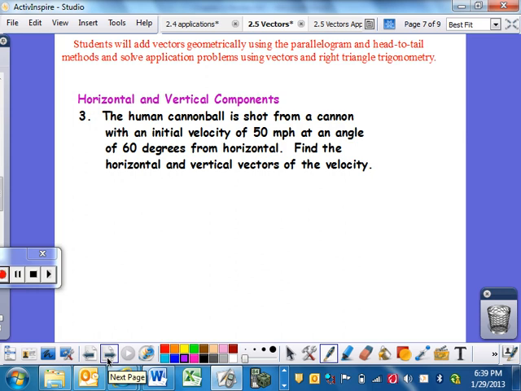I'm going to do this one relatively quickly. Human cannonball shot from a cannon with an initial velocity of 50 miles an hour at an angle of 60 degrees from the horizontal. What you need to make the connection of is this. Okay, horizontal is like the ground. Okay, and I am shooting something 60 degrees from the horizontal. That just means that's a 60 degree angle. Okay, and I know that it's traveling, that should be a straight line, but you guys can work with me on that, 50 miles per hour.